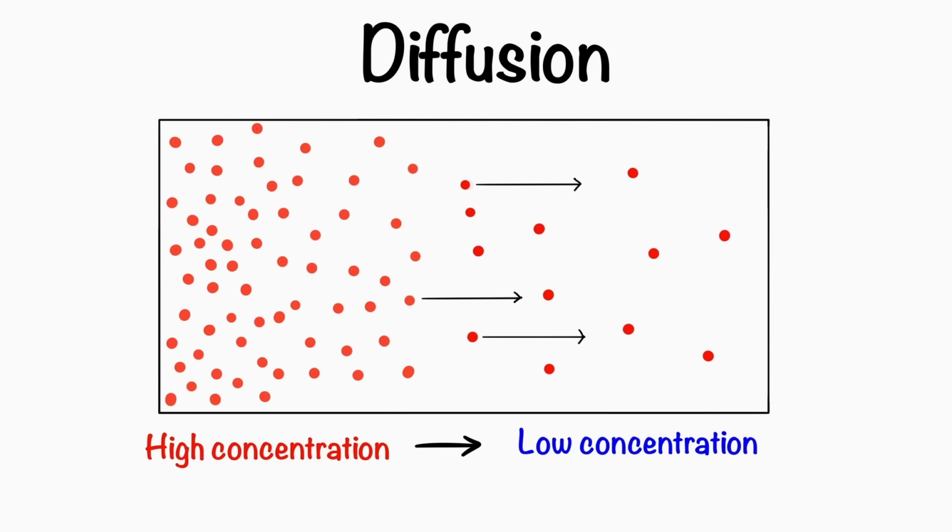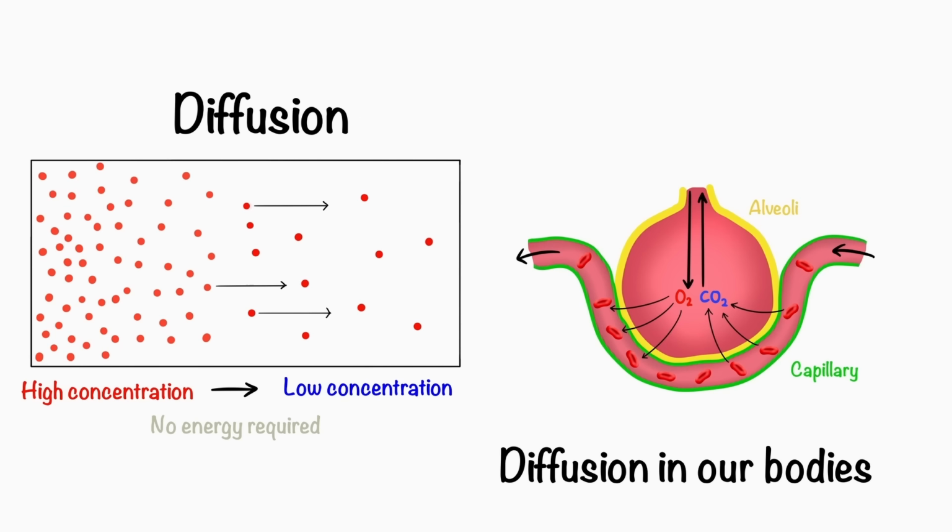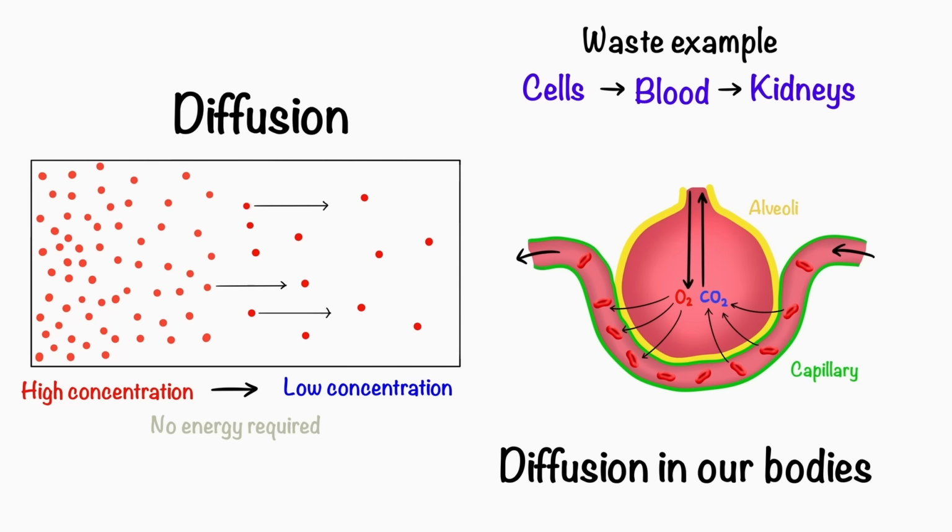Diffusion is the spreading out of particles of any substance in solution, or particles of a gas, resulting in a net movement from an area of higher concentration to an area of lower concentration. This process happens naturally without requiring energy. It's occurring all around us and within our bodies constantly. For example, oxygen and carbon dioxide are exchanged in our lungs by diffusion. Waste products like urea also diffuse from our cells into the blood for excretion by the kidneys.